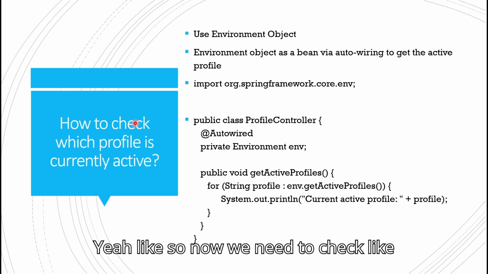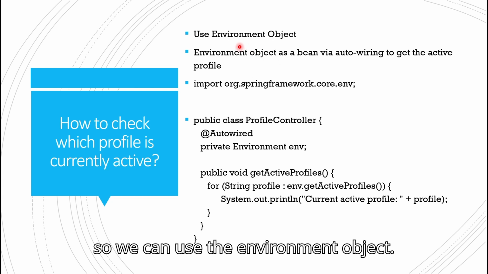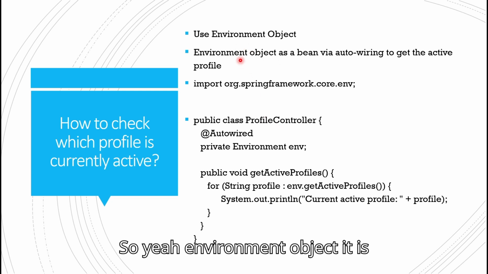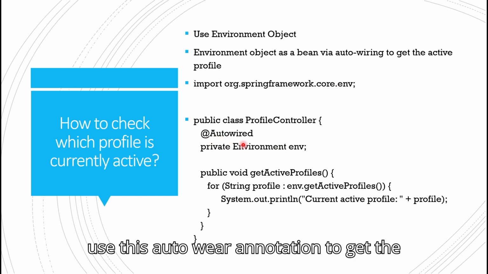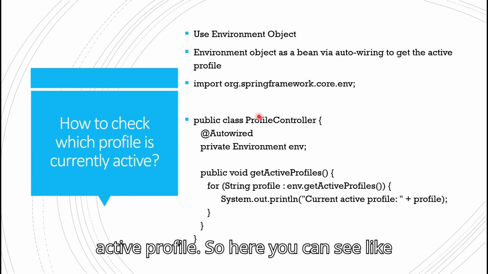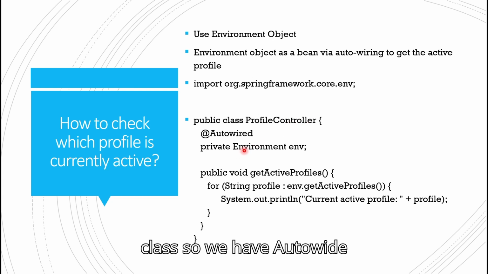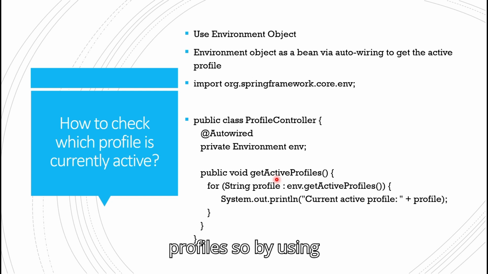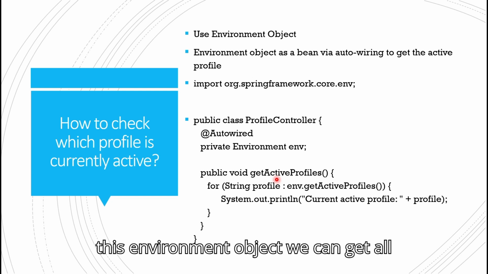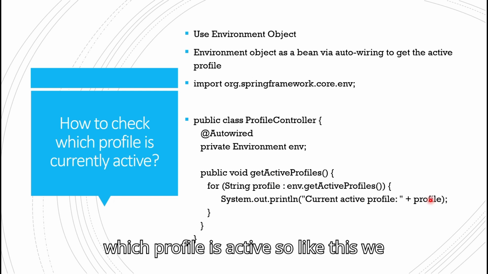Yeah, so now we need to check how to find which profile is active. We can use the Environment object. The Environment object is a kind of bean. We can use the Autowired annotation to get the active profile. Here you can see a sample example, one controller class. We have an autowired Environment class, and then we can call getActiveProfiles. By using this Environment object we can get all the active profiles, and we can see which profile is active. So like this we can check.